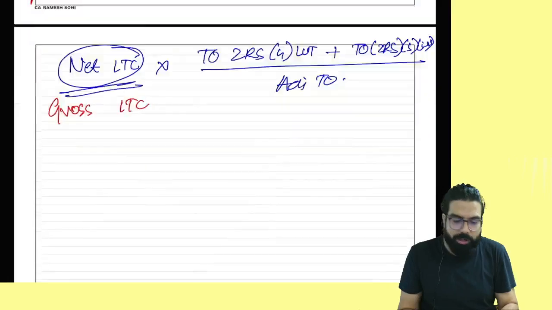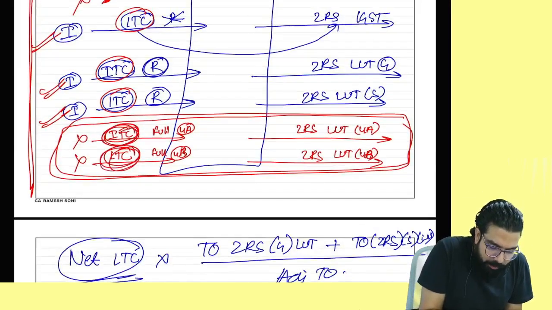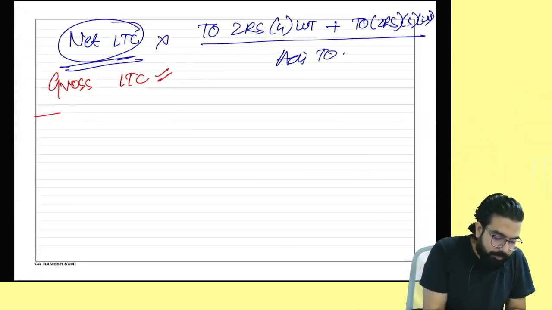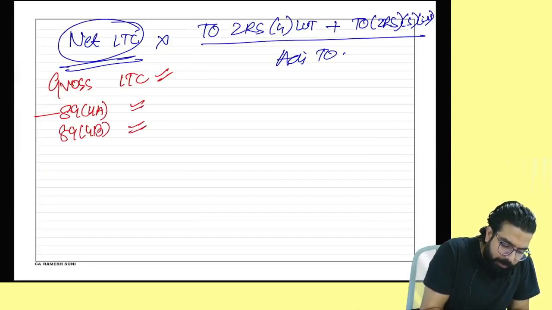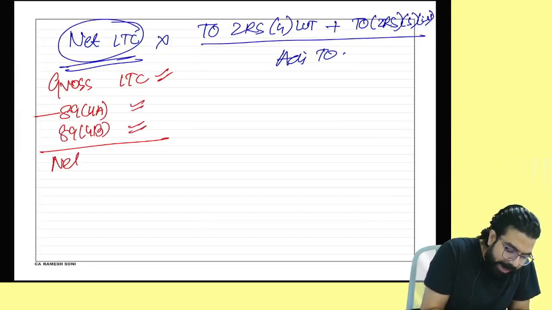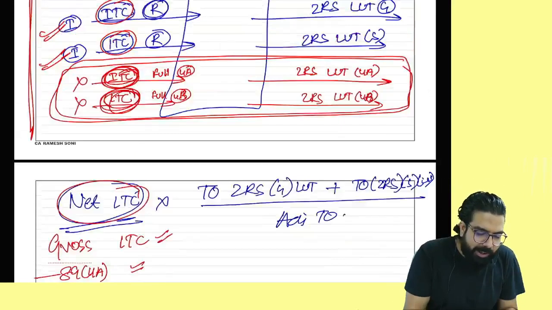That will be known as what, everyone? Minus the ITC for which you have been given a full refund under 89 4A and 89 4B. Please remove that ITC. When you remove it, you will get net ITC, and that net ITC will go in the formula. Is my point clear? Can you tell me what is net ITC?